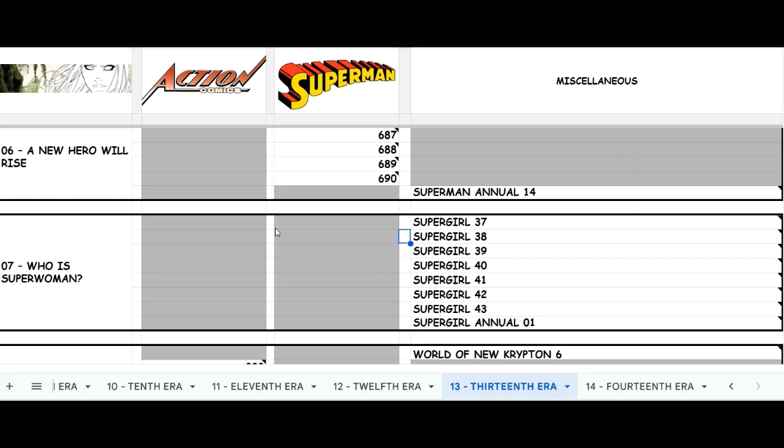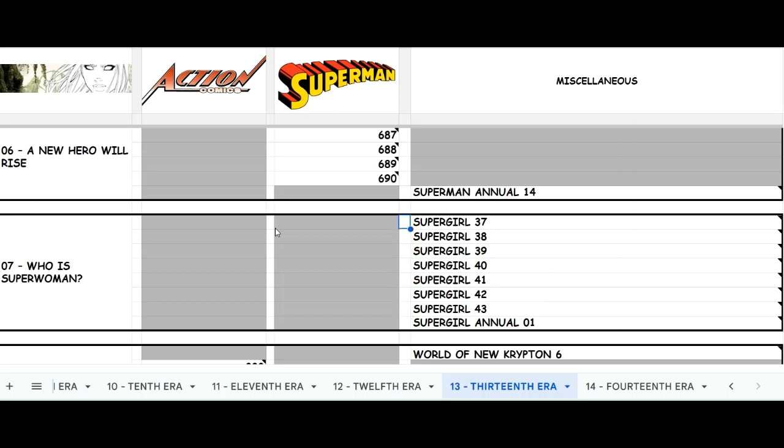Supergirl 38 is triangle number 14. Supergirl 39 is triangle 18. Supergirl 40 is triangle 22. Supergirl 41 is triangle 26. Supergirl 42 is triangle 30. And Supergirl 43 is triangle 34.